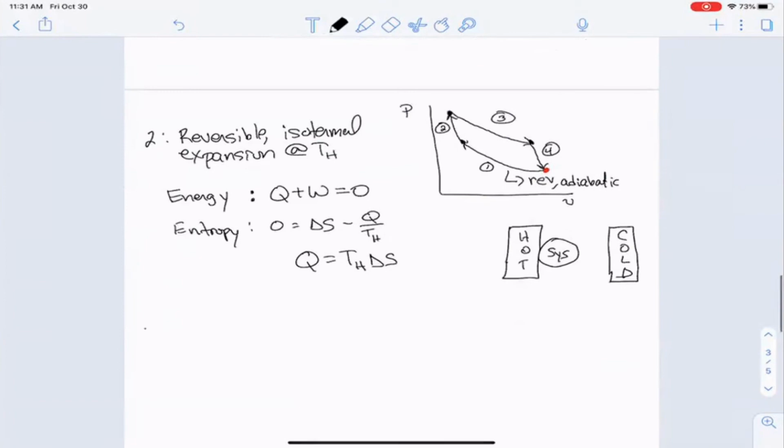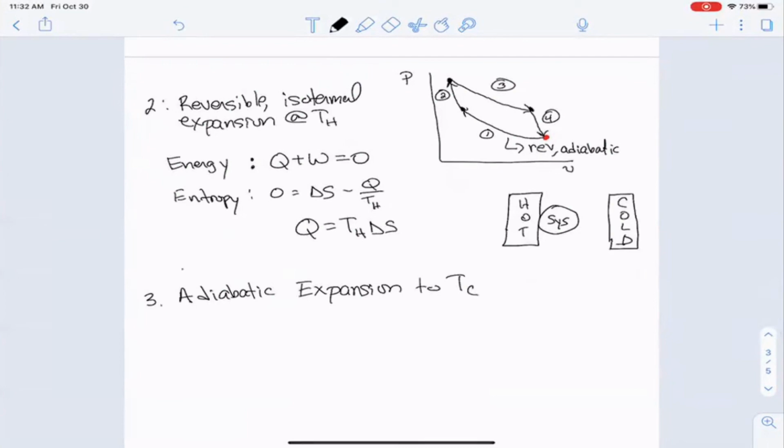So for step 3, now we have added heat into the system, right? So step 3 is an adiabatic expansion to T cold, and that's step 3 on the picture here at the top right. And this is where we're going to get most of our work out of the system. And because this is an adiabatic and reversible expansion, the energy balance is exactly the same as step 1, where delta U was equal to W, right?